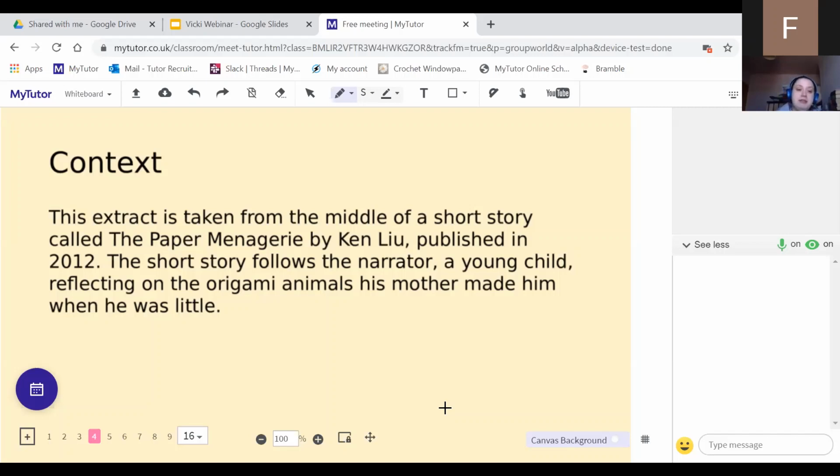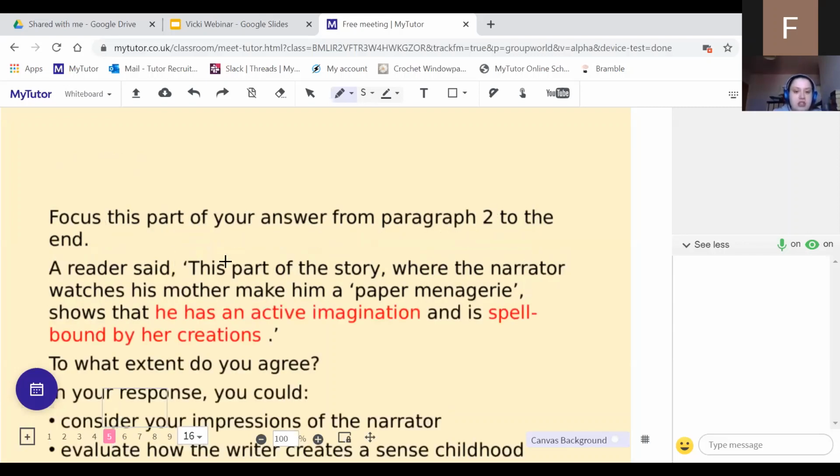Published in 2012, the short story follows the narrator, a young child, reflecting on the origami animals his mother made for him when he was little. It's quite a sweet little story. So you haven't got the whole text here. You won't have the entirety of a short story, because short stories do tend to be several pages long, not just 1.5 pages. So you will always get an extract. So let's have a look at the question.